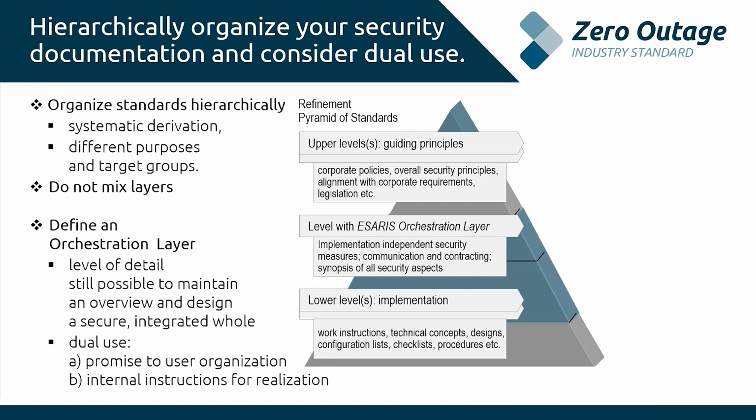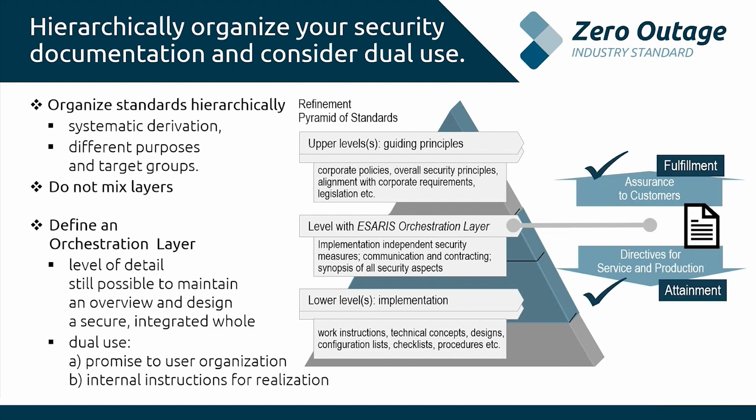This orchestration layer is first of all for managing, overseeing, and actively taking decisions about the implementation of IT service security, but it's also for dual use. That means it serves two purposes. The documents here are, first of all, a promise to the user organizations or customers, because they need to be informed about the security of the IT services they are using. We will discuss this more in a minute. But also, they need to be refined by the lower levels and then executed, obeyed, and implemented by the IT service provider or the IT organization. So this is dual use.